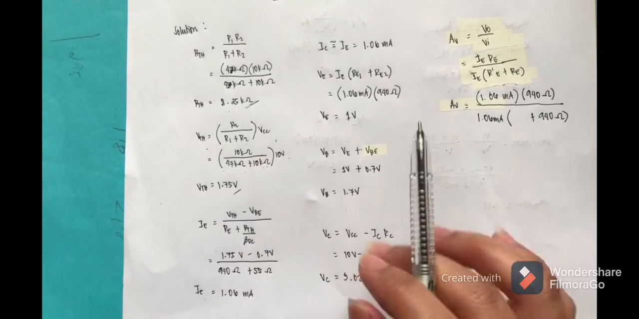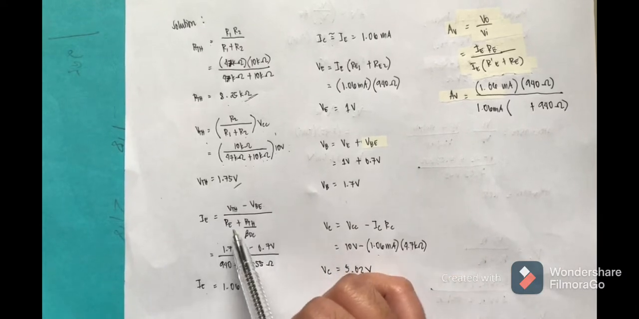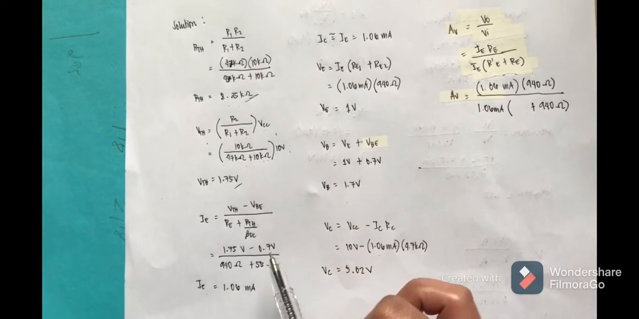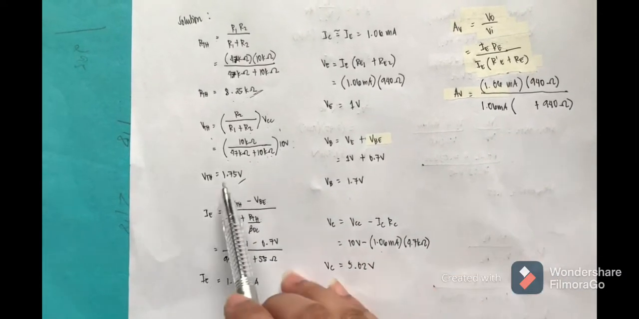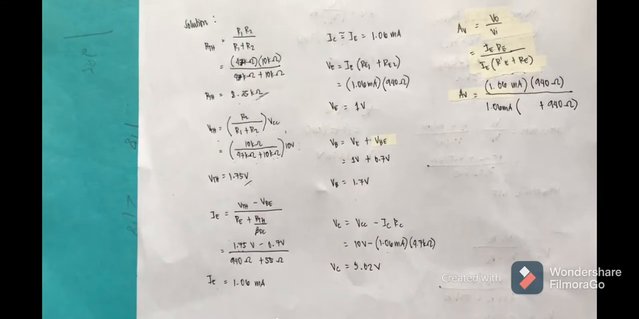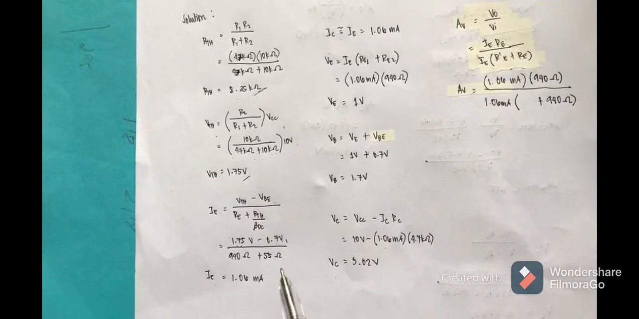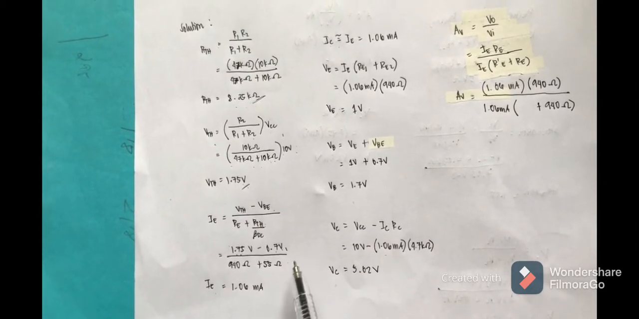Now we can already get the answer for IE. The formula for IE is VTH minus VBE over RE plus RTH divided by beta DC. So VTH is 1.75 volts. We inputted VTH here and it is minus 0.7 volts because we already know that VBE is as is and it cannot be changed. So 0.7 volts cannot be changed.